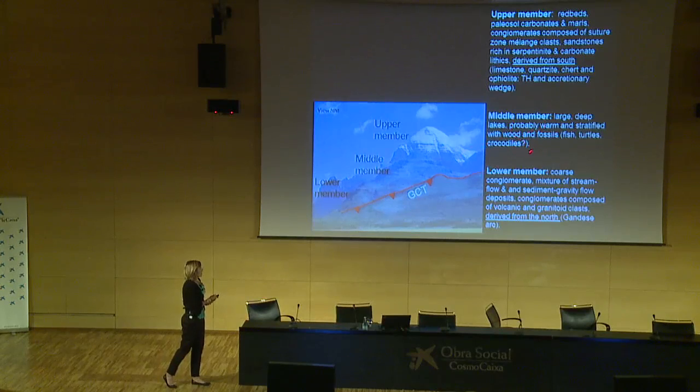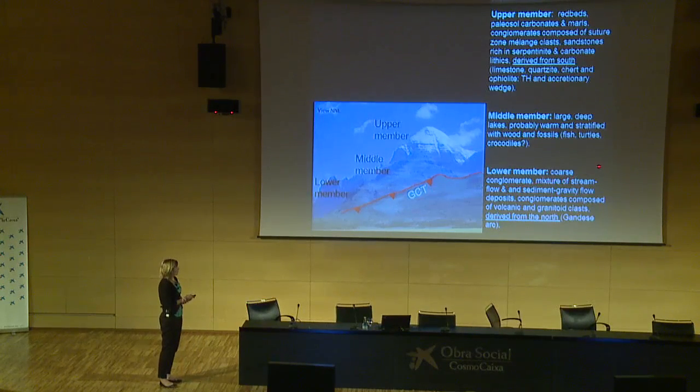Just briefly about the sedimentology, this has been published, so I'm not going to dwell too much on this. The Kailas formation is all continental, a sandwich of different facies. You have the lower member, which is conglomeratic. The middle member, which is, in my opinion, the most interesting one, is composed of facies that indicate large, deep lakes, probably warm and stratified. We have a lot of coal and a lot of fossils, a fauna that you don't find today, so you're probably looking at a lake that was warm and probably at lower elevation, or at least it's consistent with low elevation and not the 5,000 meter elevation at which we have these rocks exposed at the surface today. And then the upper member is conglomeratic again.